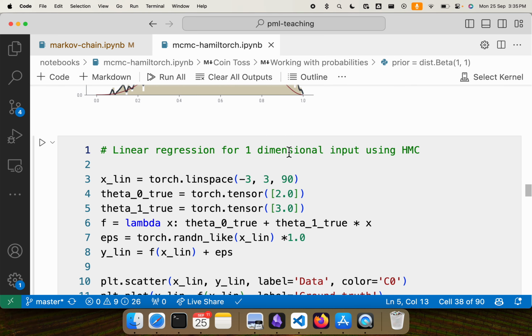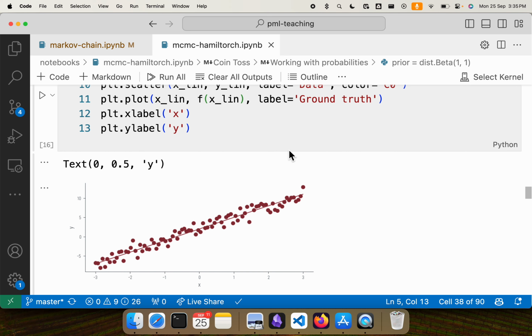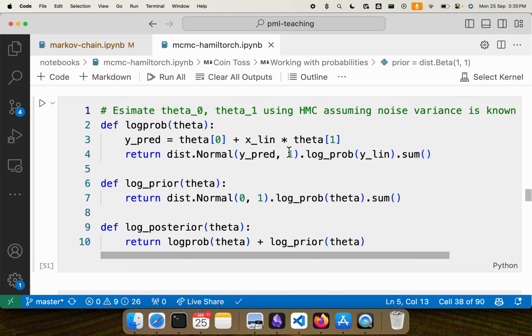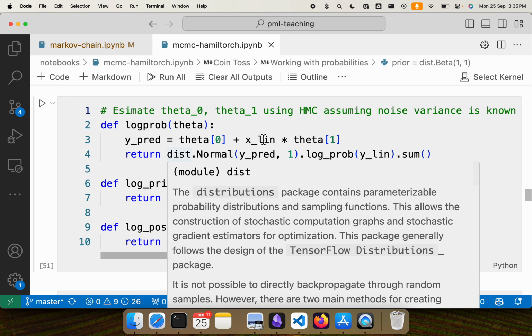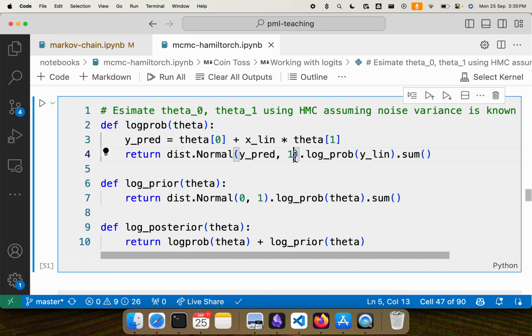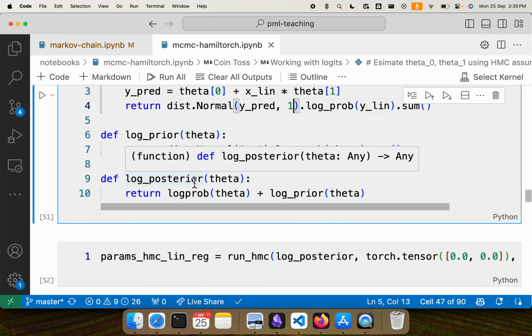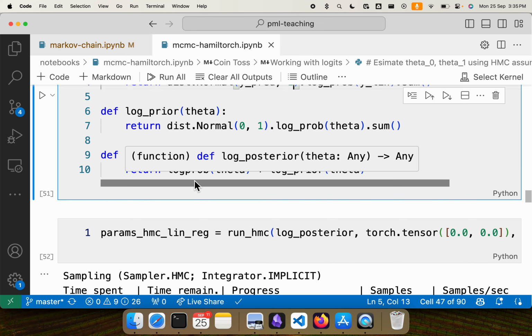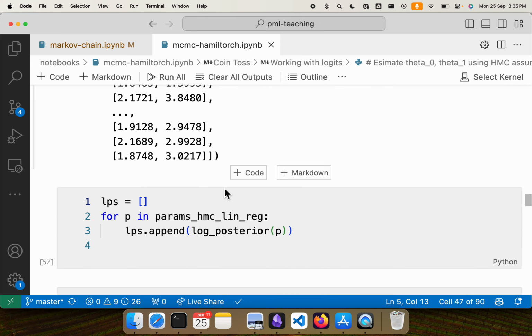Then we tried to solve for linear regression. So now we have two parameters, theta naught and theta 1, and we did exactly the same. We started off with the log prior, which is just a normal distribution we assume over each of the parameters. We can also calculate the log likelihood, which figures out mu hat, assumes a certain variance, in this case 1, and therefore we can calculate the log posterior. We give this log posterior to the MCMC method and it generates samples for you.